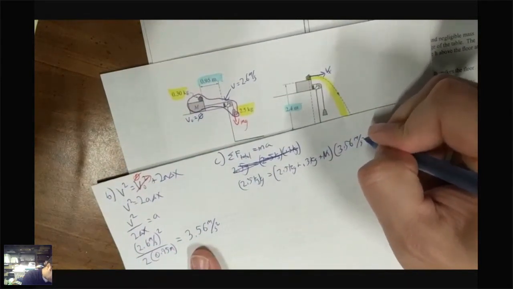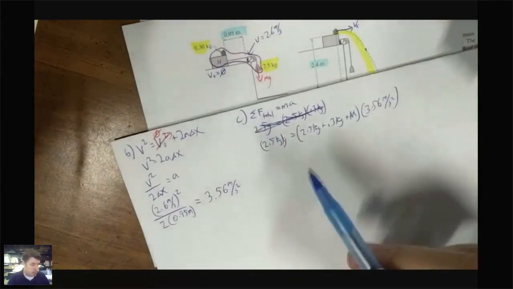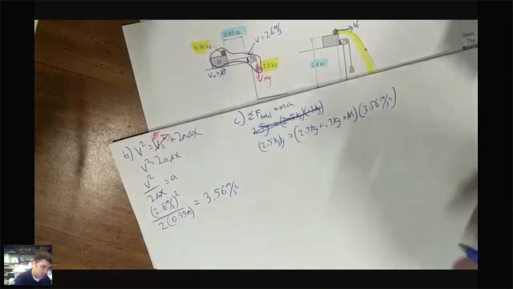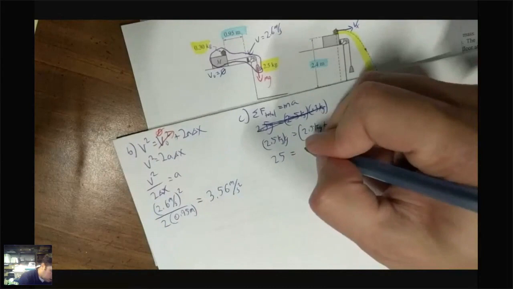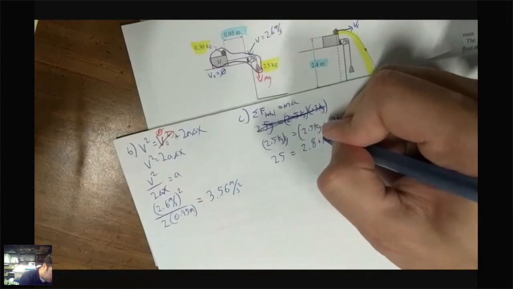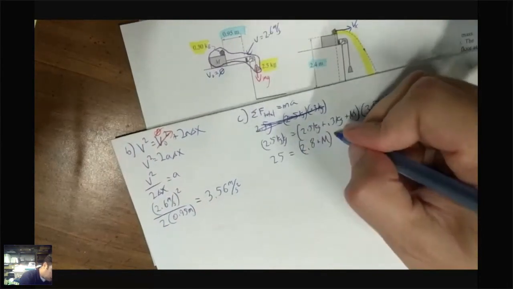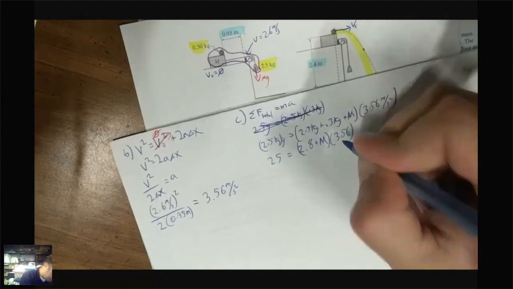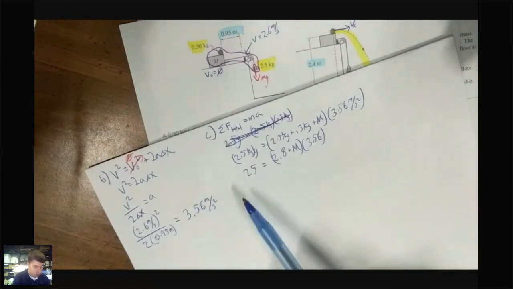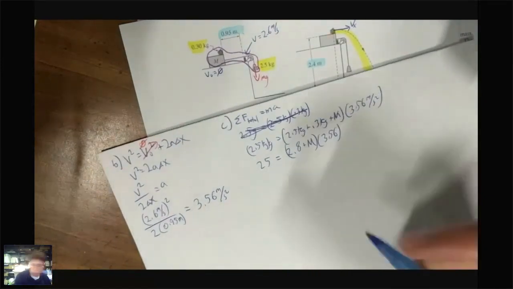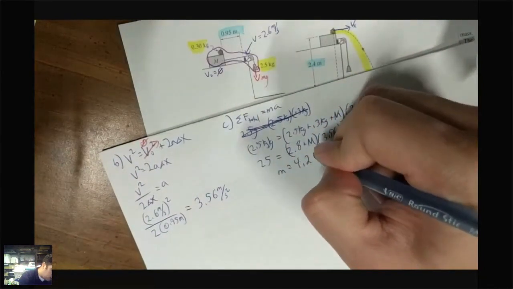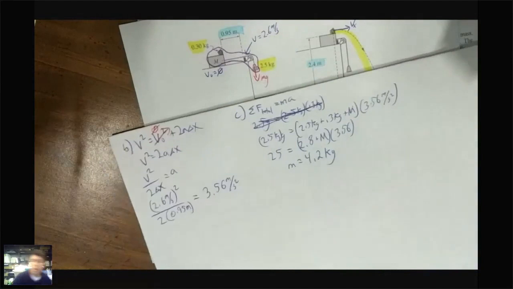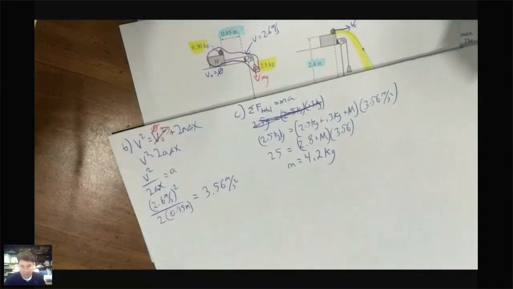meters per second squared. Okay, so we'll take 2.5 multiplied by 10, that's 25. So 25 equals 2.8 plus M all times 3.56. So we'll divide by 3.56, subtract out 2.8, and I will get a mass of approximately 4.2 kilograms. And that is my big M value there.